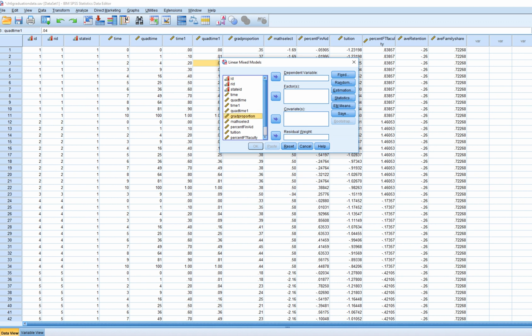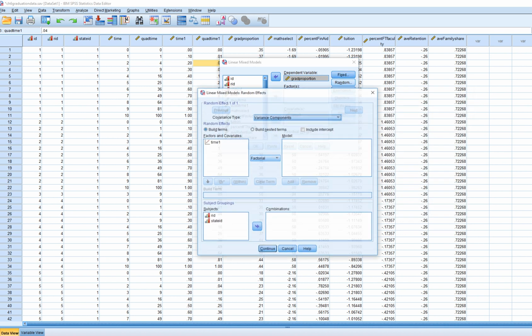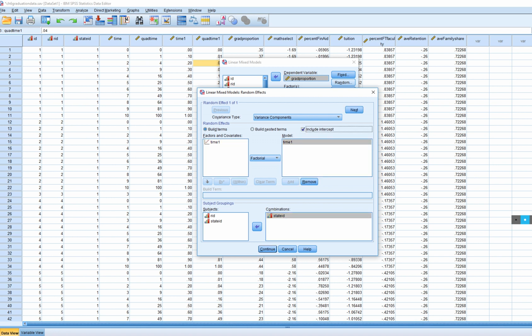We're going to move our grad proportion variable over to the dependent box. We're going to move the time1 variable over to the covariate box. Under Fixed, we are going to move the time1 variable over as well. And then under random, we now have to specify random effects occurring at the state level and at the institution level. So the first step that we're going to take, we're going to actually move state ID over to the combinations box, click on time1, move it over, and click on include intercept.